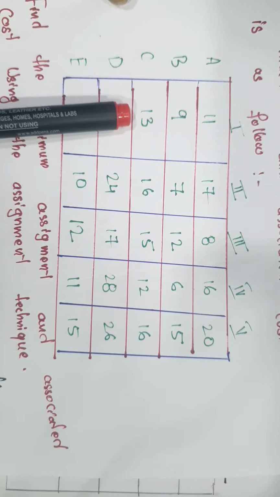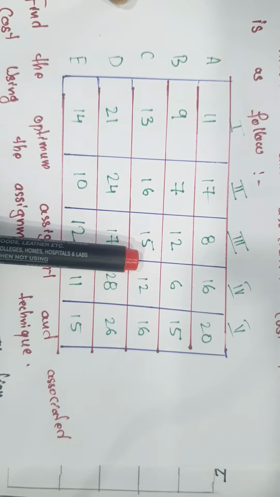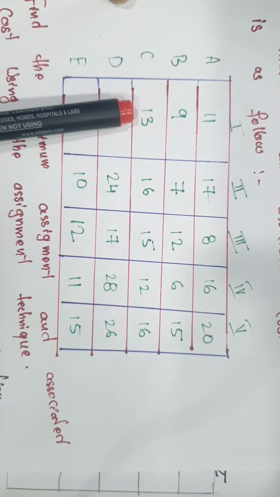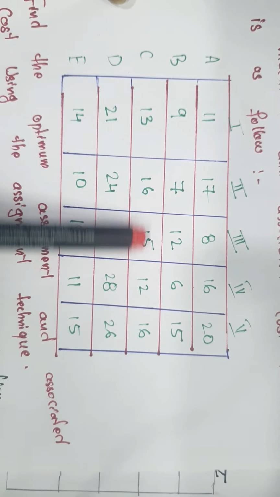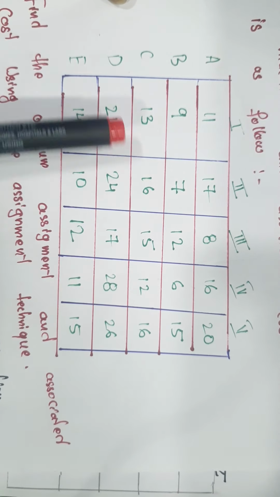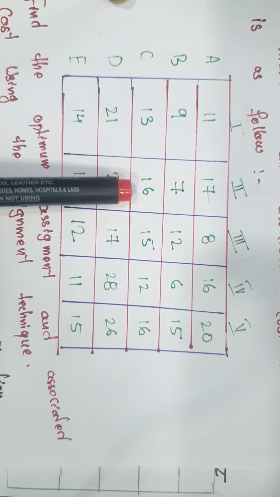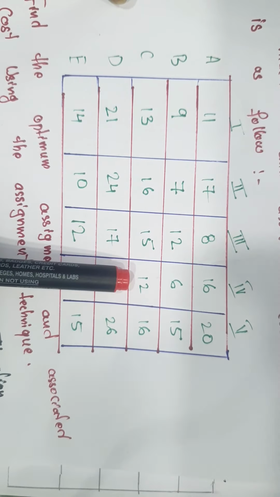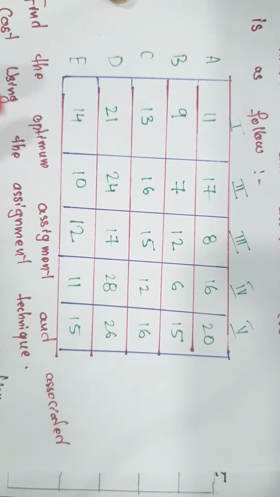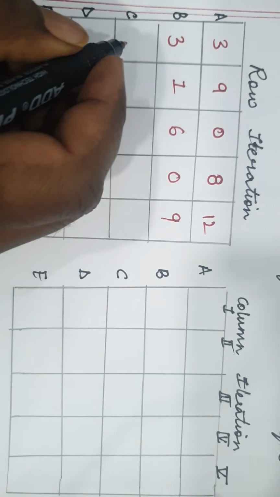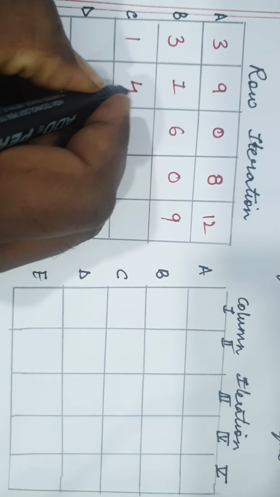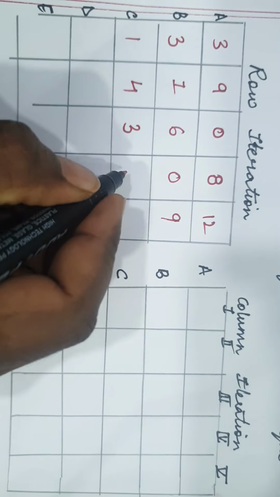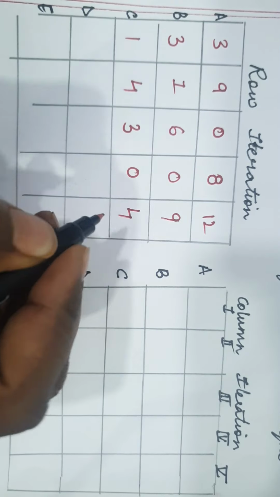R3: 13, 16, 15, 12, 16. Which one is the least value? 12 is the least value. So 13 minus 12, 16 minus 12, 15 minus 12, 12 minus 12, 16 minus 12. Here 13 minus 12 is 1. Next one is 4. Next one is 3. Next one is 0. Next one is 4.